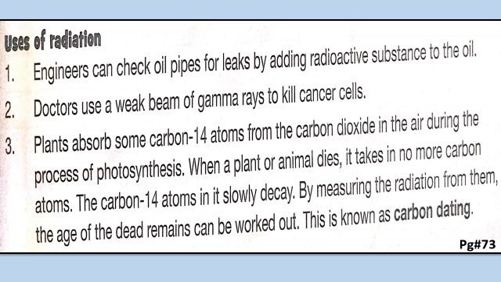Plants absorb some carbon-14 atoms from the carbon dioxide in the air during the process of photosynthesis. When a plant or animal dies, it takes in no more carbon atoms. The carbon-14 atoms in it slowly decay. By measuring the radiation from them, the age of the dead remains can be worked out. So this is known as carbon dating.